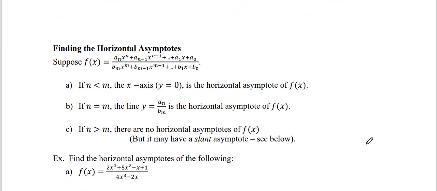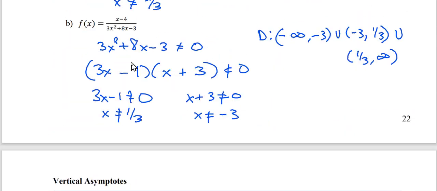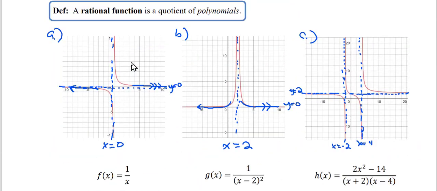Now let's talk about how we find those. If you are trying to find a horizontal asymptote, you want to compare the degree of the numerator with the degree of the denominator. We are focusing on this degree and this degree. Let's go back up here for a second to these pictures.